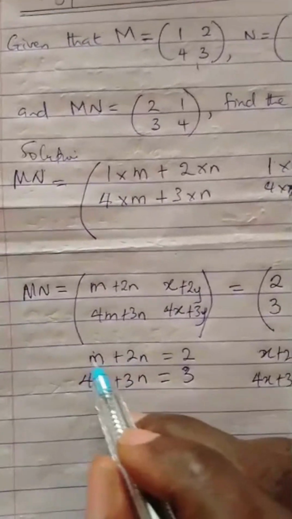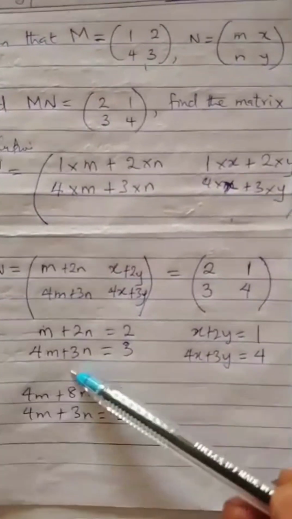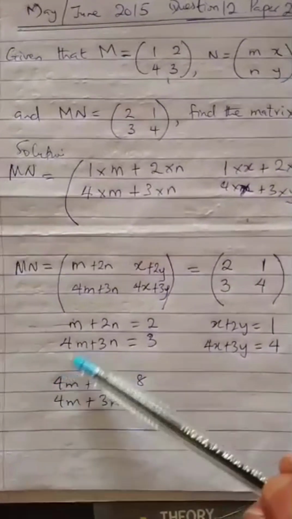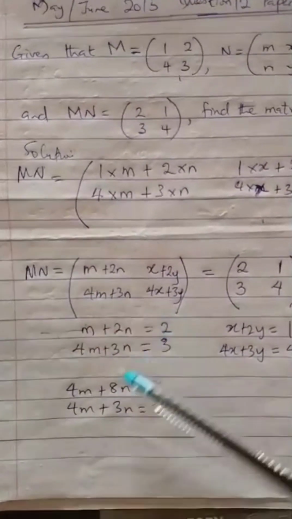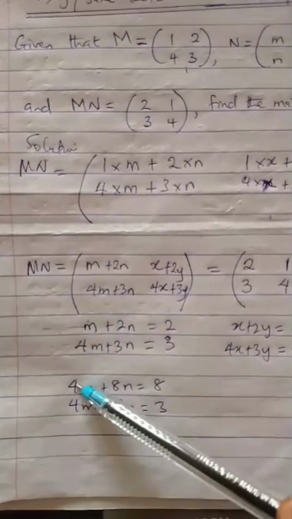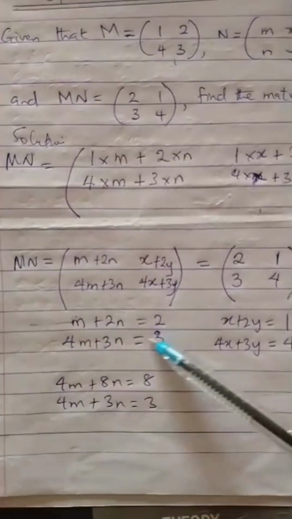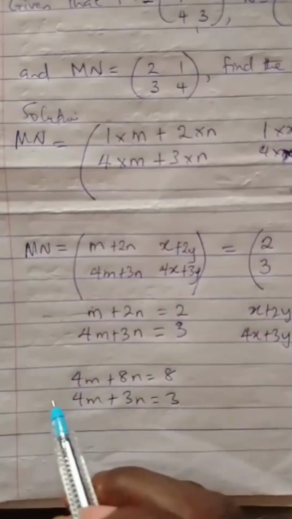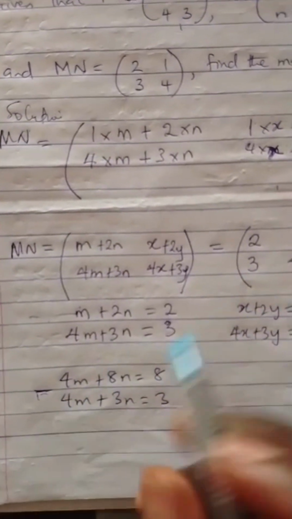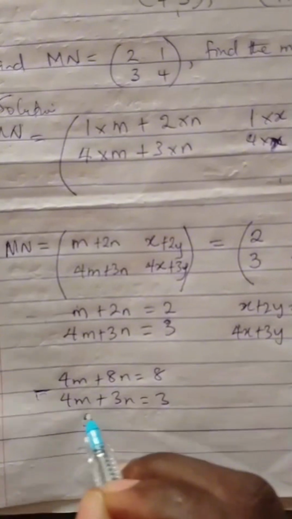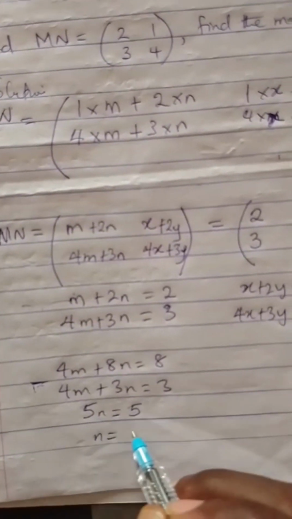Over here, we could multiply equation 1 all through by 4. So what I did was to multiply equation 1, which is m plus 2n equals 2, by 4. So this becomes 4m, this becomes 8n, this becomes 8, so that it looks similar to equation 2. And then you can easily subtract equation 1 from equation 2. So 4m minus 4m disappears. 8n minus 3n, you're left with 5n is equal to 8 minus 3, which is 5. So divide both sides by 5, you get that n is 1.